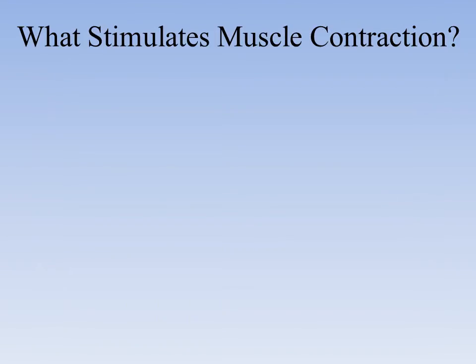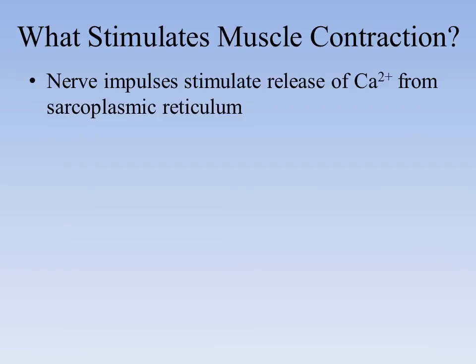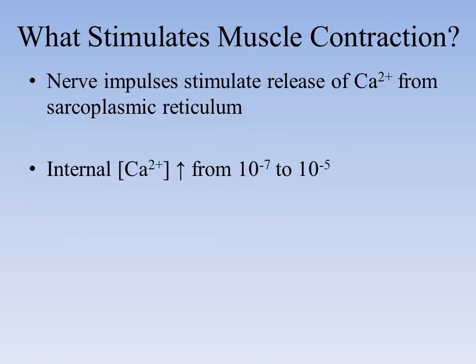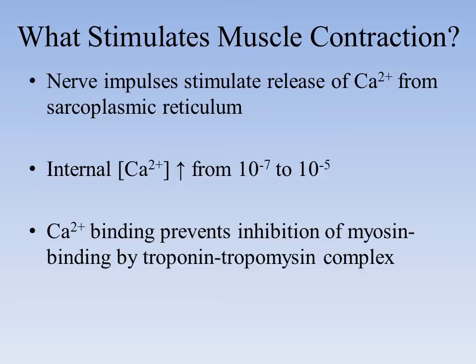Alright, so what is going to happen to stimulate muscle contraction in the first place? Nerve impulses are going to stimulate the release of calcium from the sarcoplasmic reticulum. And when that occurs, we're going to have an internal spike in the calcium concentration. It's going to go from a level of 10 to the negative 7 to 10 to the negative 5. So, a 100-fold increase in the internal calcium concentration.